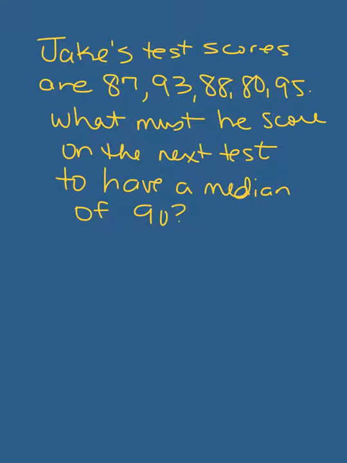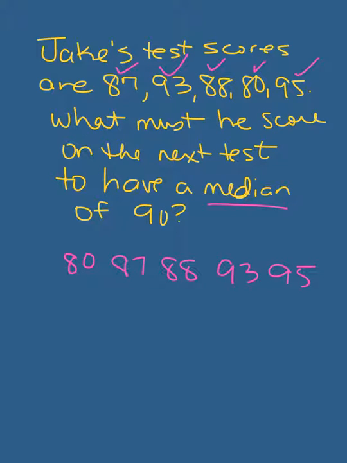Our next question says, Jake's test scores are 87, 93, 88, 80, and 95. What must he score on the next test to have a median of 90? This time we're going to look at the median. We're not looking at an average. So the first thing I need to do is make sure these values are in order. I have 80 as my lowest value, and then 87, and then 88, 93, and 95. So right now, my middle value, my median, is 88.